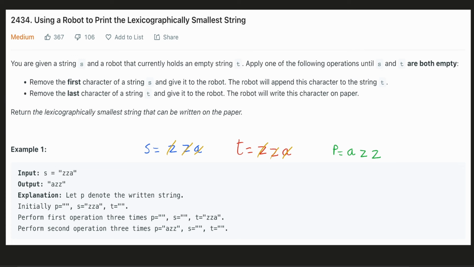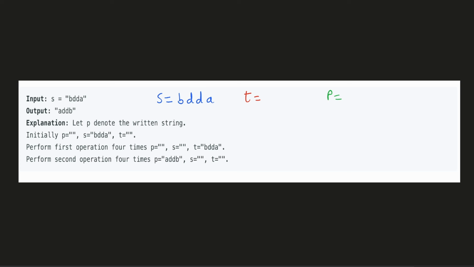Let's look at a more difficult example. Here we are given a string b, d, d, a. Since the smallest character in the string is a, any string that starts with character a is going to be lexicographically smaller than any string that starts with character b. And similarly, any string that starts with character b is going to be lexicographically smaller than any string that starts with character d. Hence, we would try to put character a in the first position in string p.